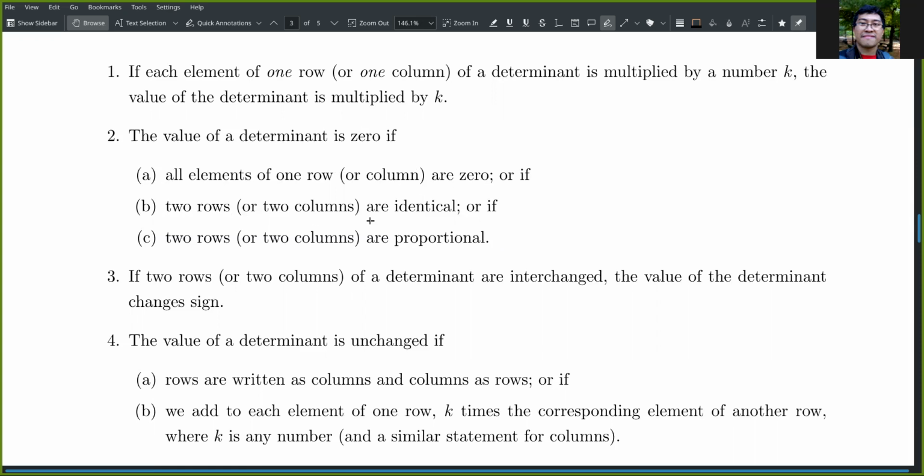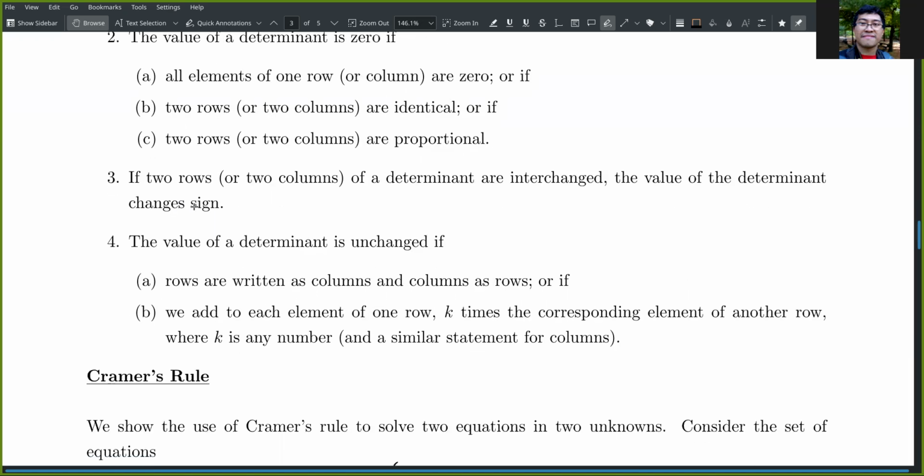If two rows or two columns are identical, then the determinant is 0. Or if two rows or two columns are proportional, then the determinant is 0. If two rows or two columns of a determinant are interchanged, the value of the determinant changes sign.